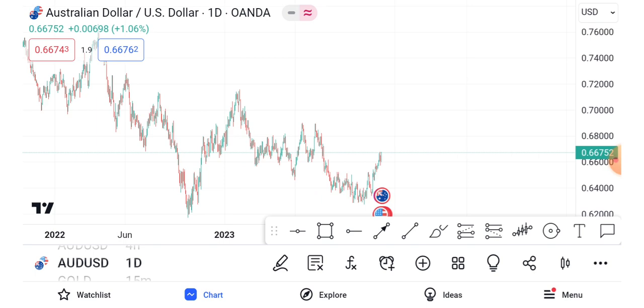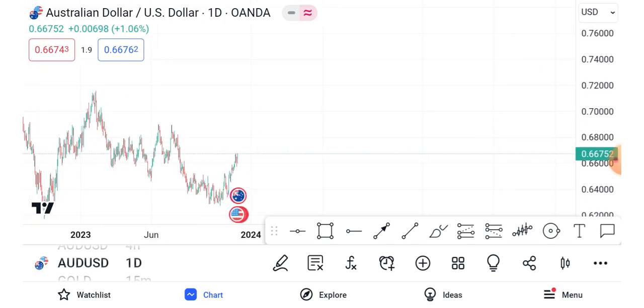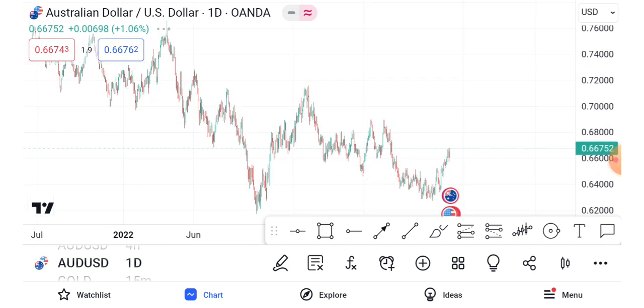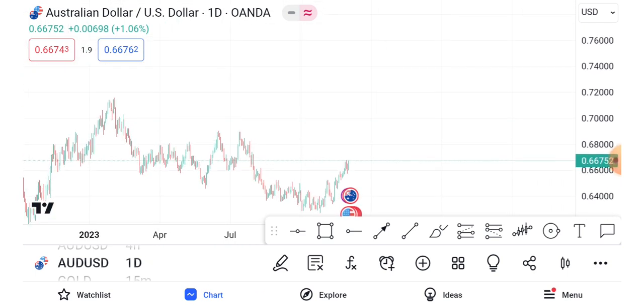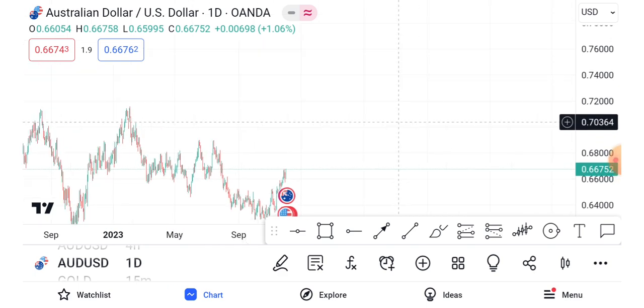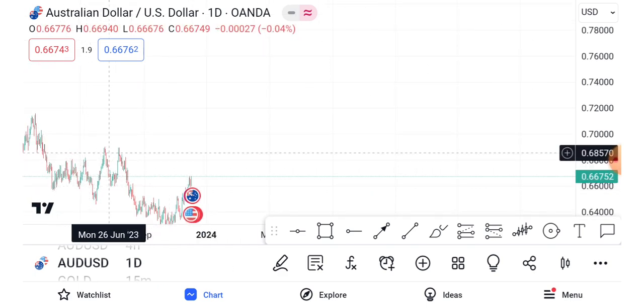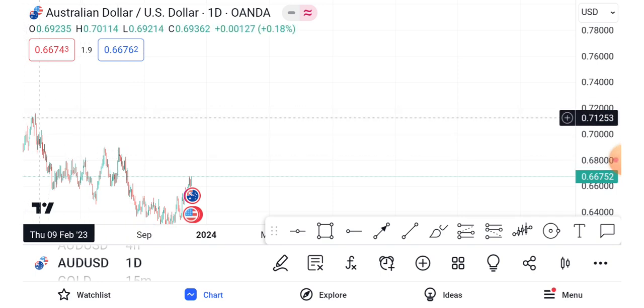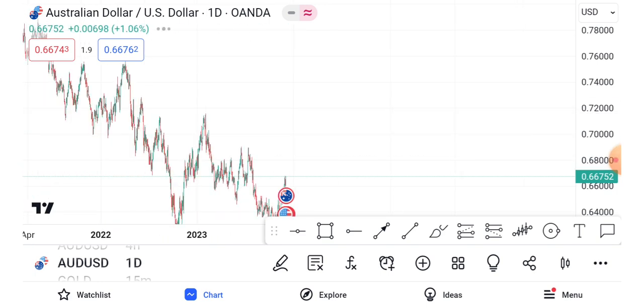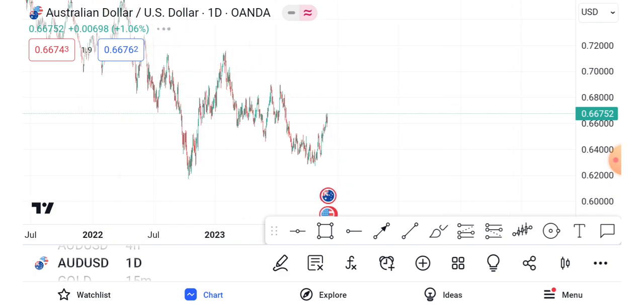As you can see, the AUD USD has been making lower lows and lower highs. How do we know that the market has been making lower lows and lower highs? It's because you can see that this low is lower than the previous one, and this high is lower than the previous high.